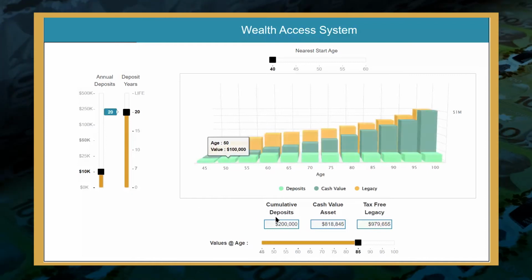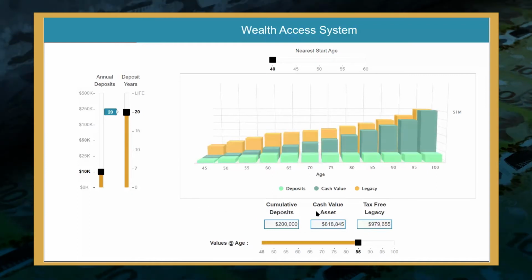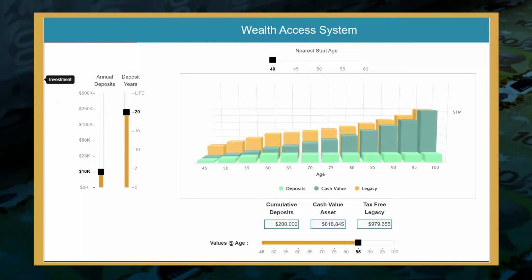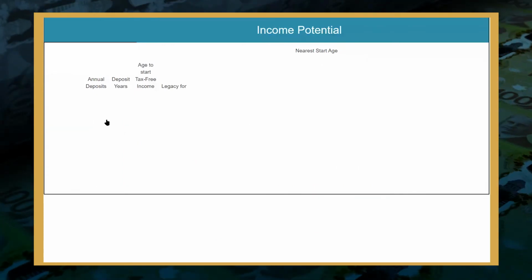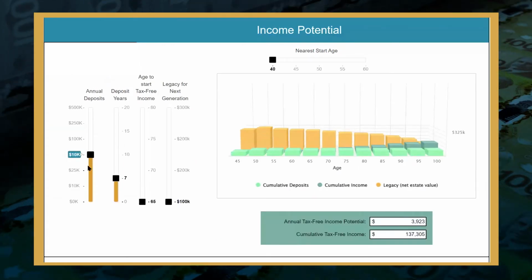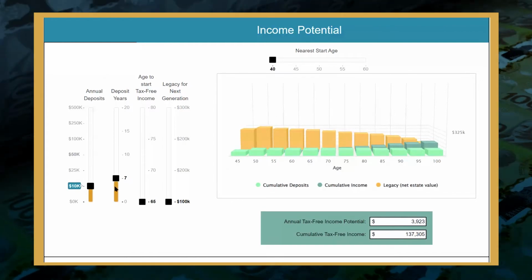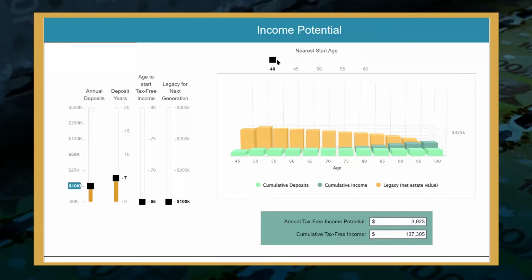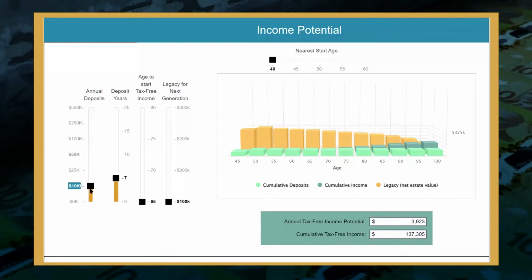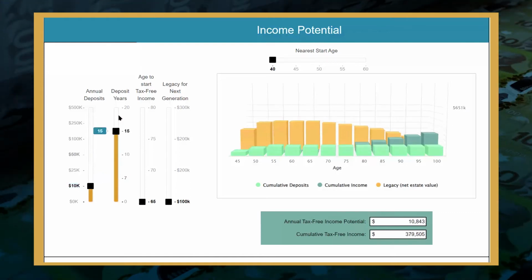What kind of income could they create by putting a machine like this together? Well, we're going to go to our next tab and take a look at that. So here I've got a slightly different view of the sliders. Again, we're going to look at our 40-year-old person right here. We're going to do $10,000 and we're going to go up to 20 years.